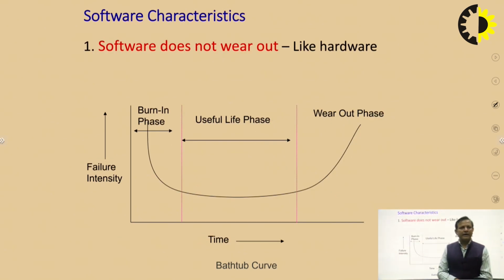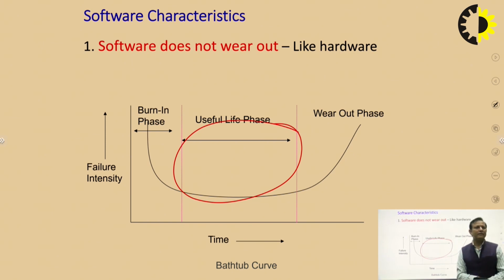Now we talk about the characteristics of software. It does not wear out like hardware, as we can understand and see in the diagram. This is the useful phase which we can use again and again.